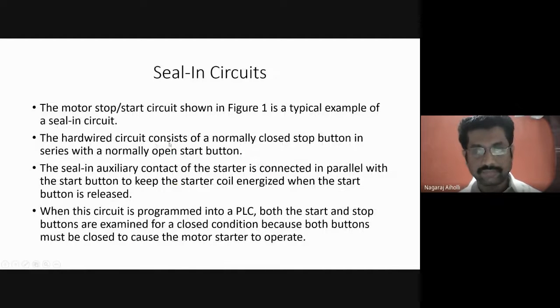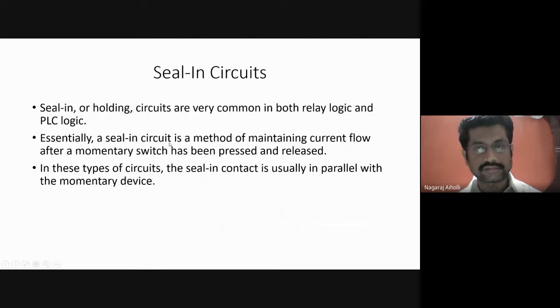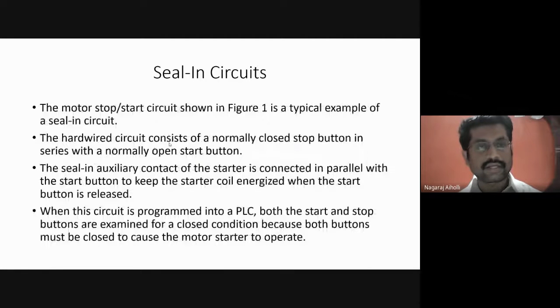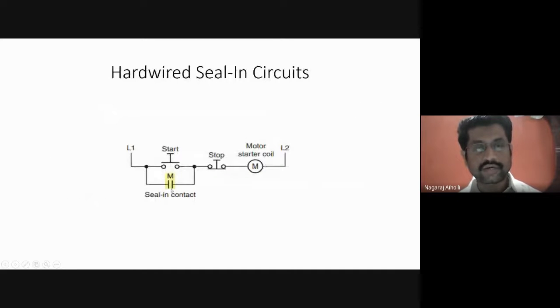Hardwired circuit. A hardwired circuit consists of a normally closed stop button in series with the normally open start button. Both are in series. The seal-in auxiliary contact of the starter is connected in parallel with the start button.